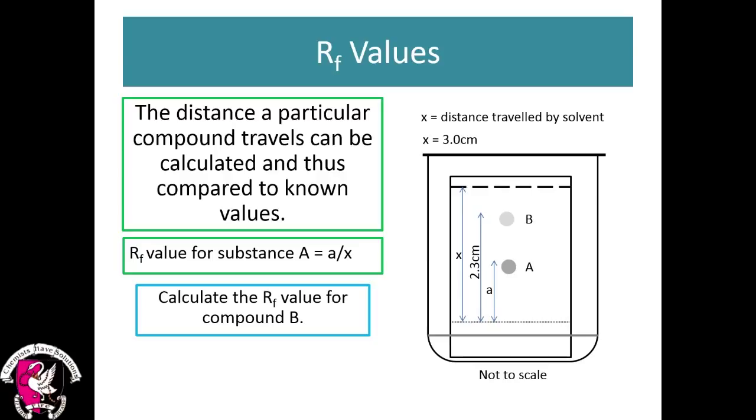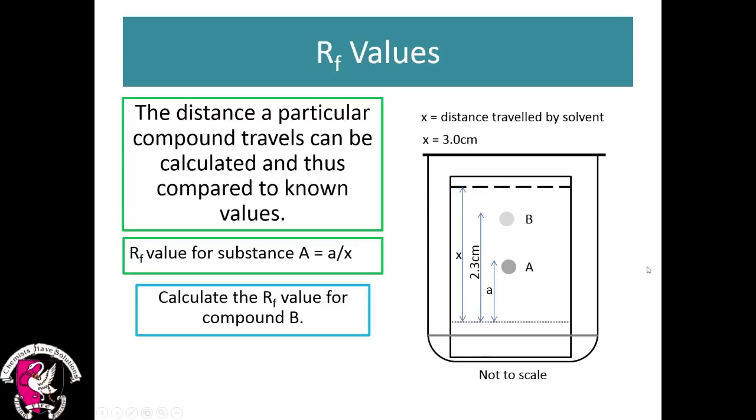So how can we determine how far up something's moved? It seems quite qualitative at the moment. Oh, this spot moved up quite a lot and this one didn't. Well, we can actually calculate a value that allows us to compare how far some unknown compound has moved and compare it with a known value.